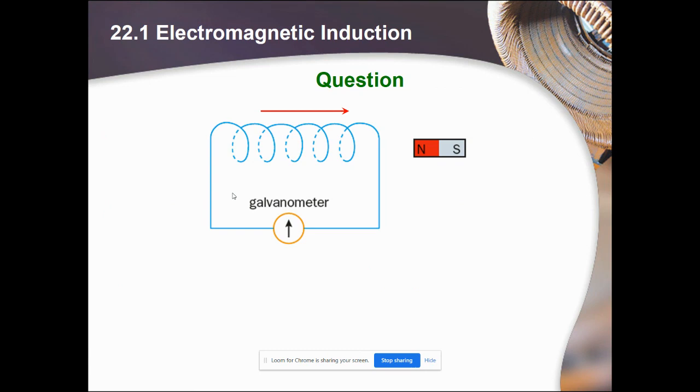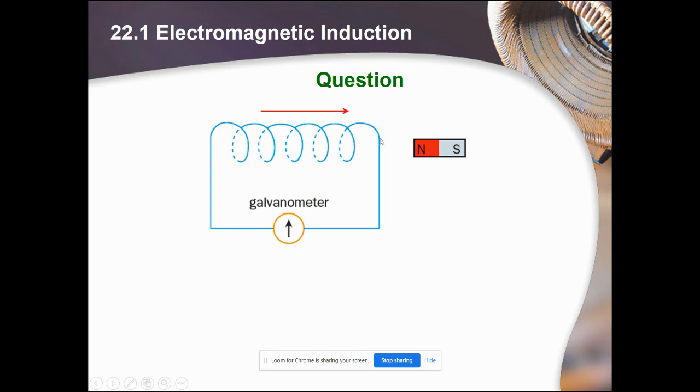Next question: what happens if I push this solenoid into the magnet, towards the magnet? I want to oppose the change. I don't want to be going near to this north pole. So what happens by Lenz's law? The direction of the induced current will be such that I create a north pole on the right hand side of the solenoid, because I don't want to go near the north pole. I want to oppose this change.